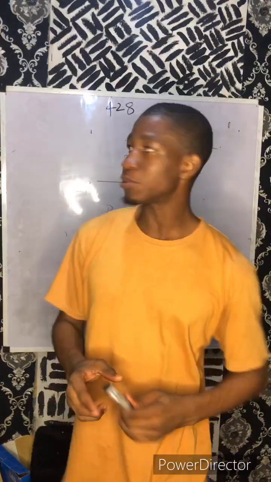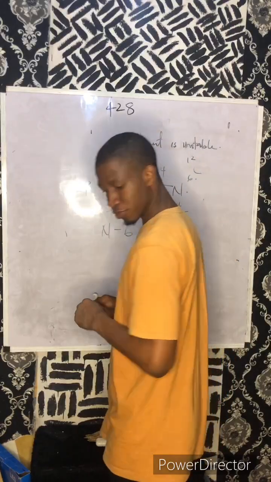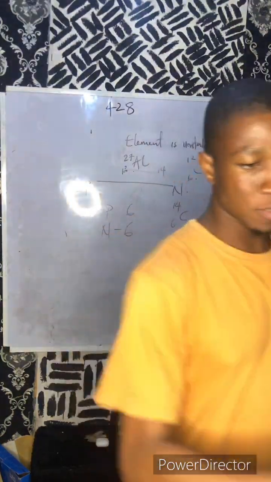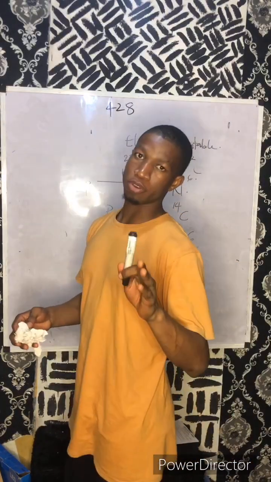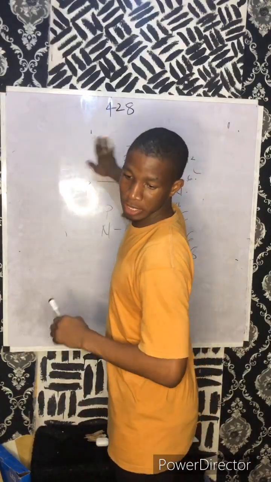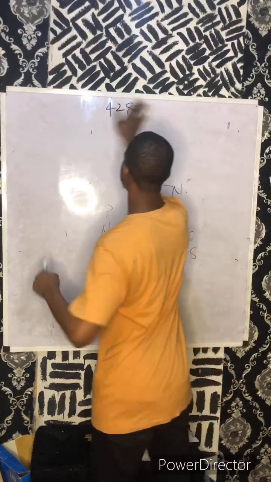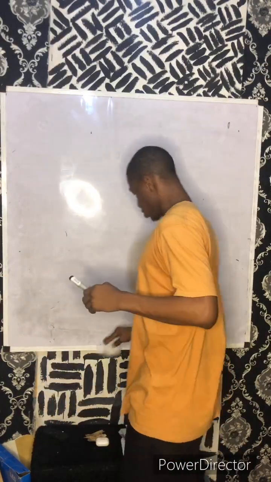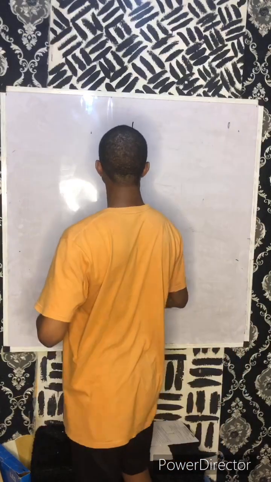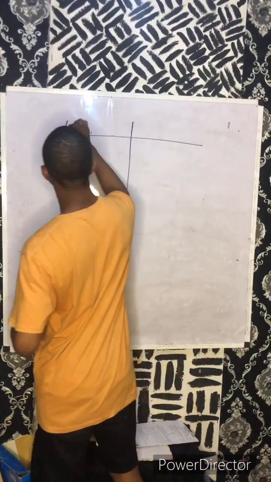So now there are two types of radioactivity. We have the natural radioactivity and the artificial radioactivity. So there are two types of radioactivity. We have the artificial and then we have the natural. Now, I'm going to put the table and then we're going to talk about the two of them.